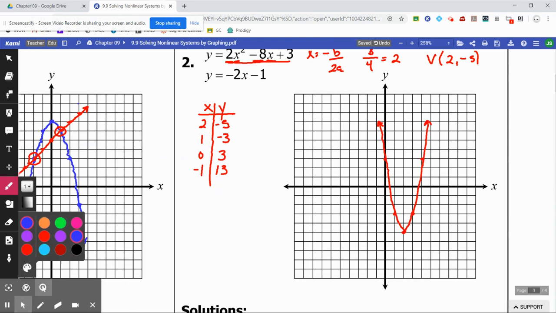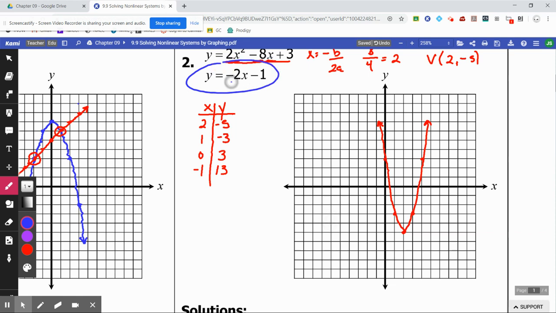And then we look at our second equation, which is again a line, slope of negative 2, y-intercept of negative 1. So here's my y-intercept, down 2 over 1, down 2 over 1, down 2 over 1 is going to be, well, I did a positive 1 instead of a negative 1. Let's try that again. My y-intercept is a negative 1. You go down 2 over 1. There's a point of intersection. Do it again. There's another point of intersection.